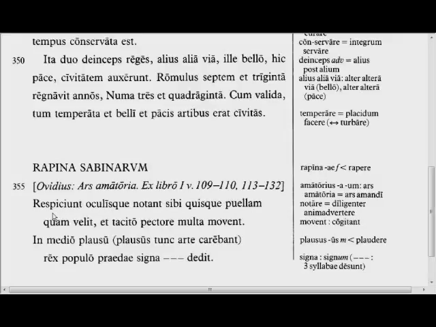So let me read this section. "Respiciunt oculis que notant sibi quisque puellam, quam velit et tacito pectore multa movent. In medio plausus tunc arte carebant, rex populo praedae signa petita dedit."